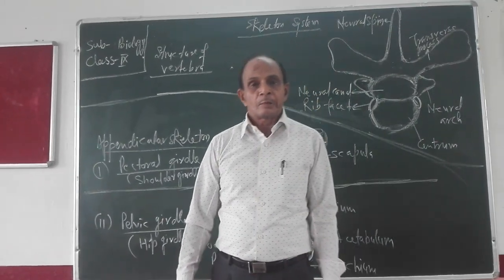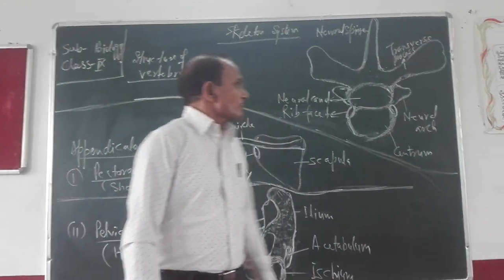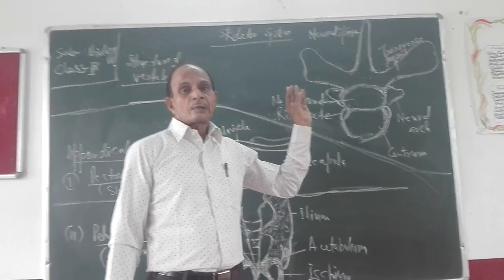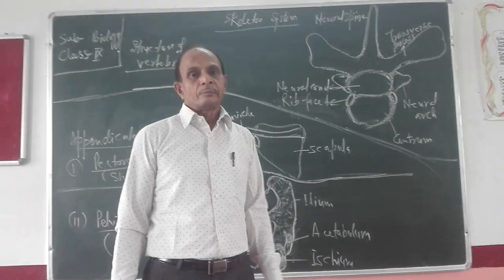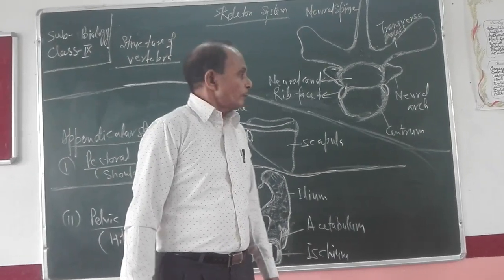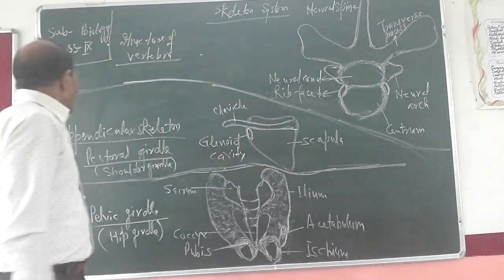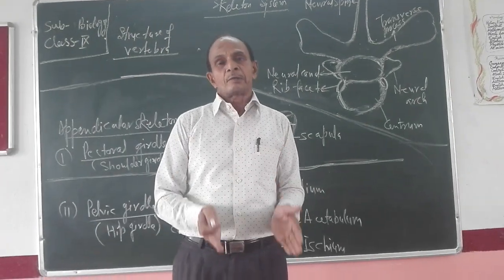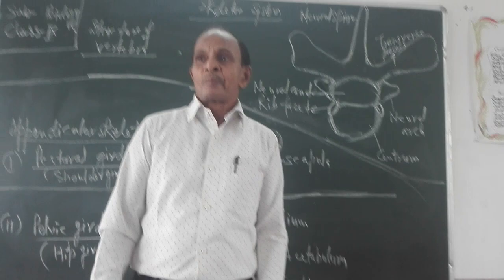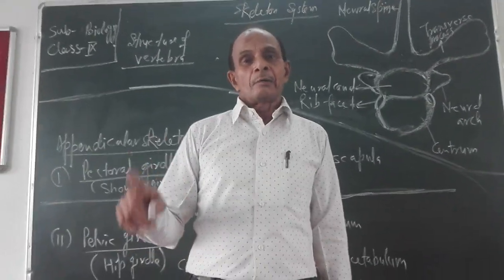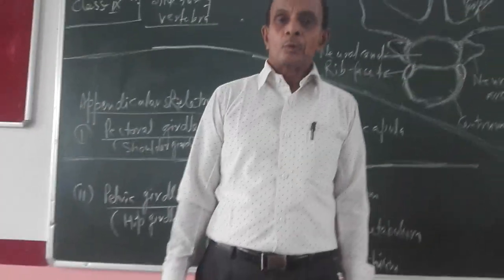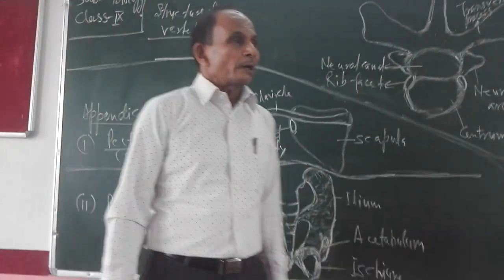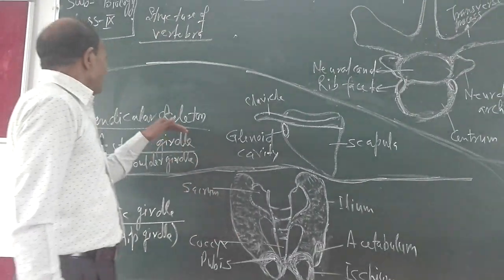Students, in the previous video, we had studied the structure of a single vertebra. We have already divided the skeletal system into axial skeleton and appendicular skeleton, and the axial skeleton we have already completed. Now, we are going to start the appendicular skeleton.